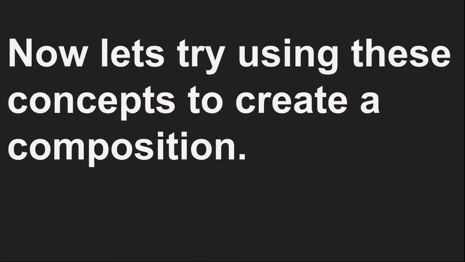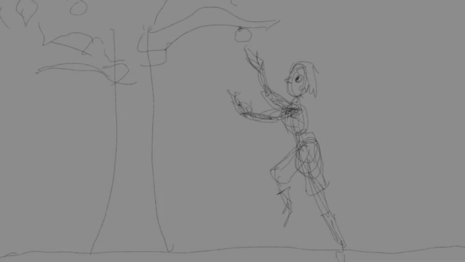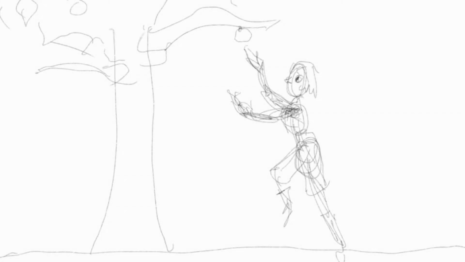Now let's try using these concepts to create a composition. I want to create a dynamic image of a character jumping for an apple. So this is the first image you would probably think of. It is a very straightforward side view. It doesn't necessarily feel dynamic or that compelling. Let's try to use some of the concepts from this video to spice it up.